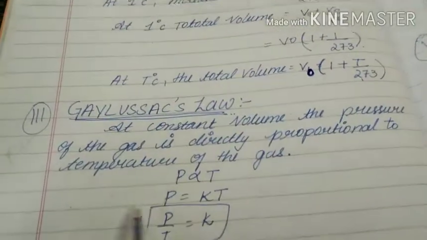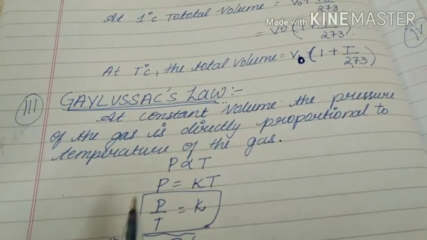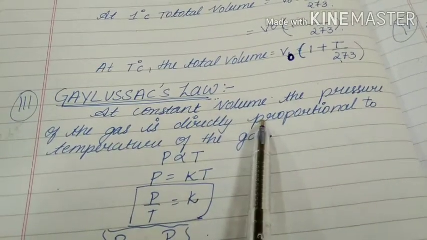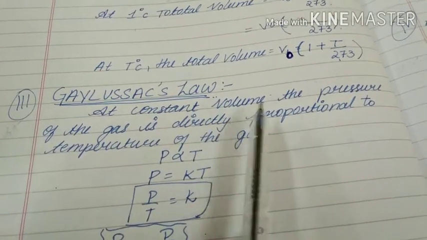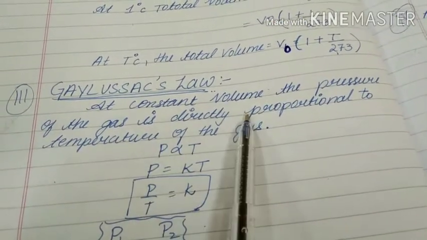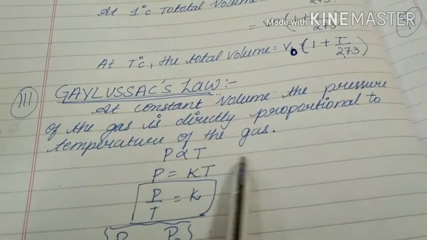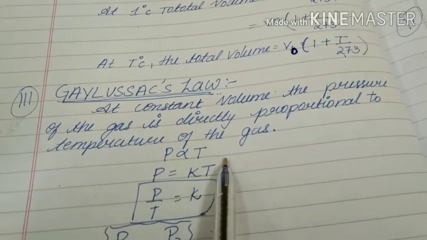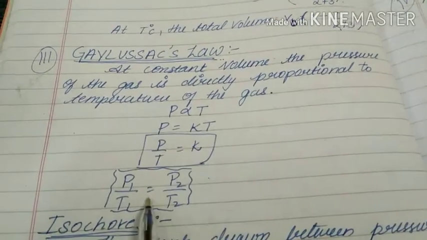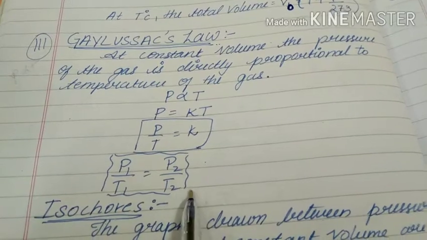Next law is Gay-Lussac's law. Here the statement is, at constant volume (in Boyle's law temperature is constant, in Charles law pressure is constant, here volume is constant), the pressure of the gas is directly proportional to the temperature of the gas. That is, P is proportional to T. If you remove proportionality, then you get P equal to KT. Then finally P by T equal to K. If P by T equal to K, then automatically you get P1 by T1 equal to P2 by T2.